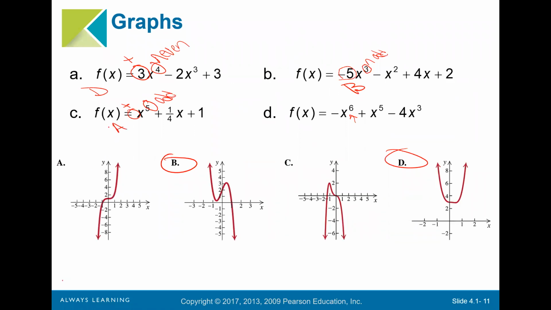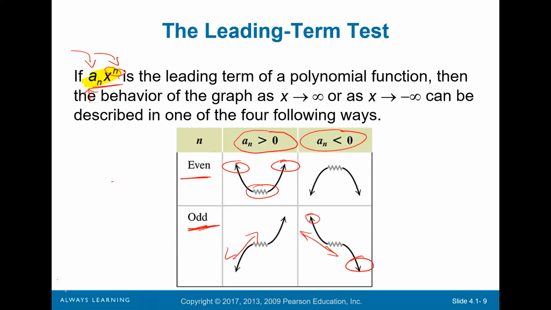And that's going to be A. Okay, increasing. And we read left to right. That's how I know n is even for B or part D, and A is negative. So n is even. A is negative. So we're going to have both sides going down.